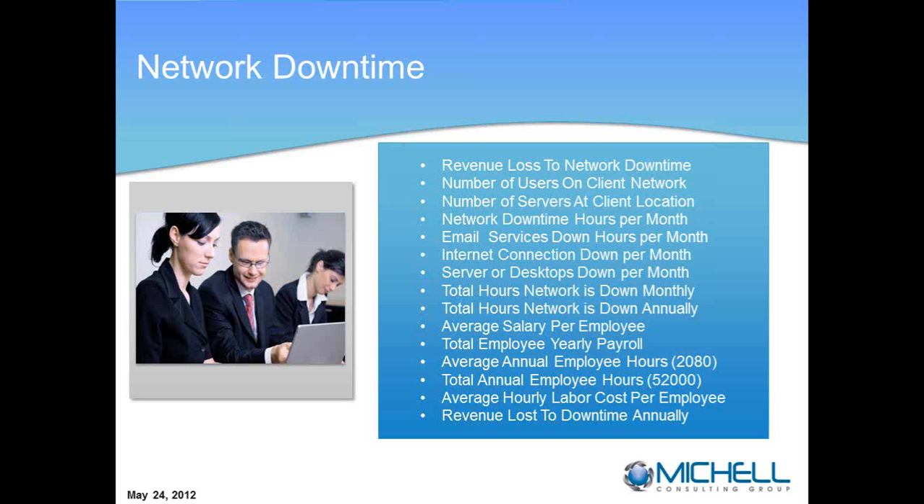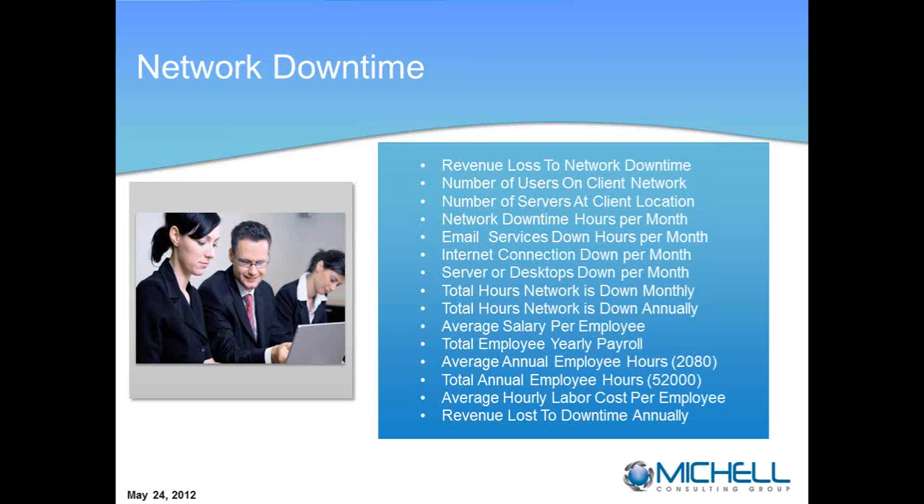Now, when your network is down, you want to look at your labor costs. This is an analysis you've probably already done in terms of what your payroll is and whatnot. But let's say the average salary per employee at your business is $45,000 a year. So you add up all your employees and your total employee yearly payroll would be a little over $1 million, $1,125,000. So the average annual employee hours, just using a 40-hour work week, is 2,080 hours.